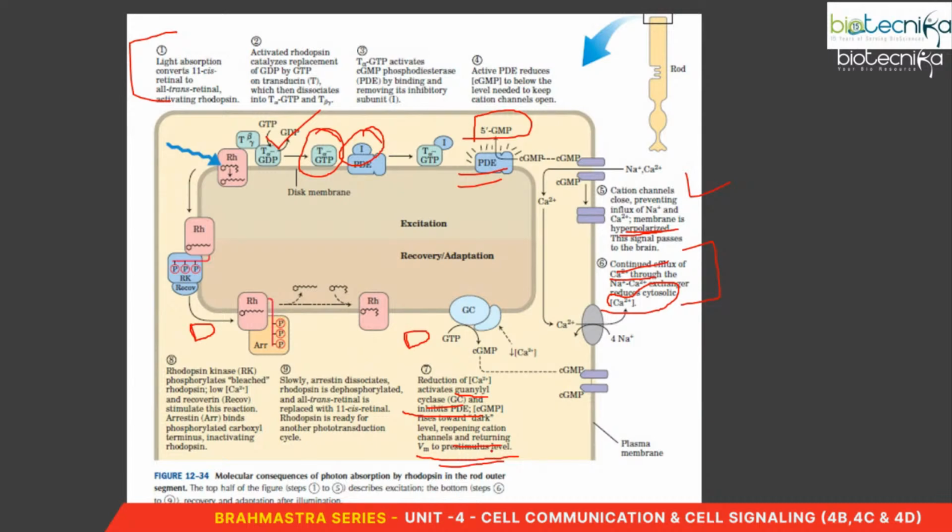Finally, if you want to terminate the pathway, what happens? You have rhodopsin kinase phosphorylating the rhodopsin protein. Recoverin will help in stimulating the reaction. The phosphorylated rhodopsin will be attracted by another protein known as arrestin. After some time, arrestin will be released. All-trans retinal will be released, and rhodopsin is ready to take up another set of reactions by converting into 11-cis retinal. So this is the situation when we go for the GT pathway.